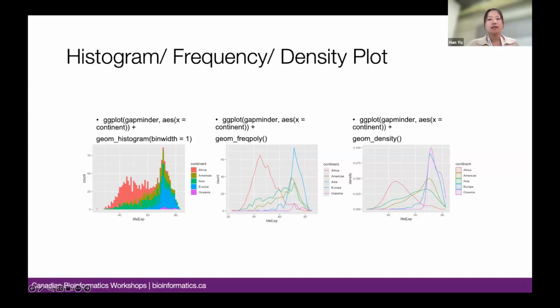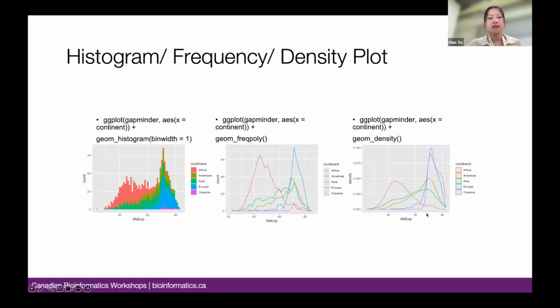For example, in this data set, we can see that Europe, the blue line, peaks around 75 years old, and the red line, Africa, has a broader distribution below 50 years old. The Americas, the green one, and Asia, the cyan one, have wider distributions between 50 and 70 years.